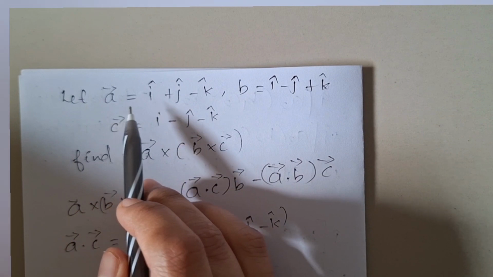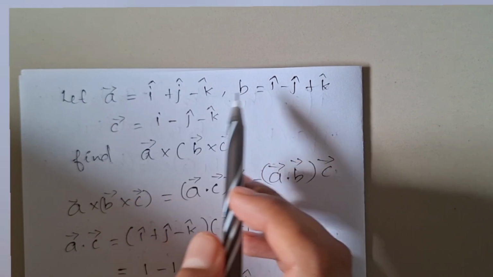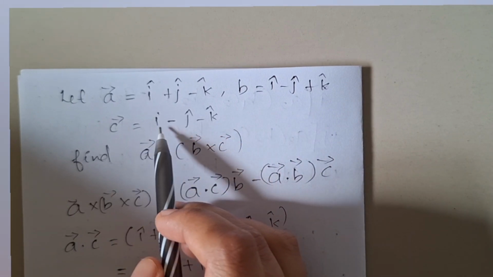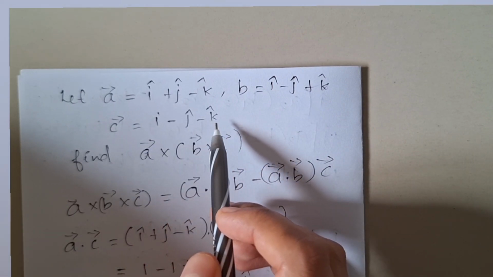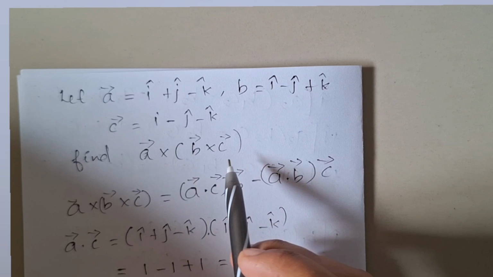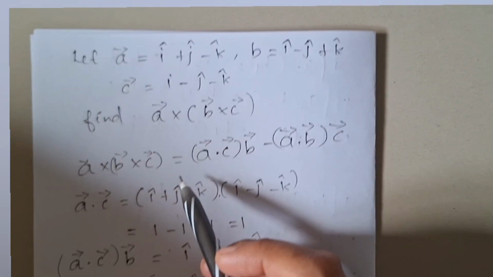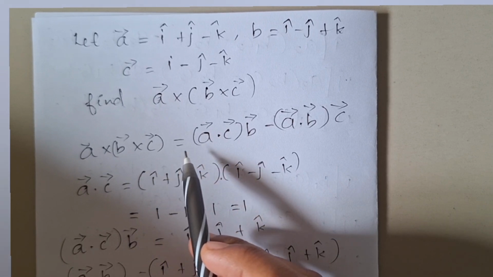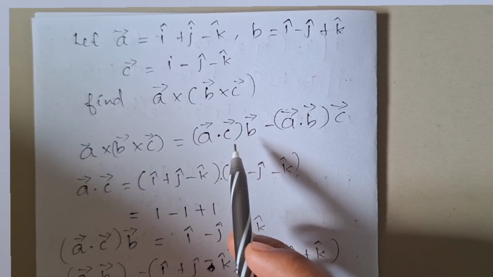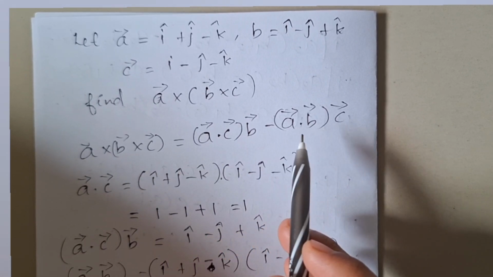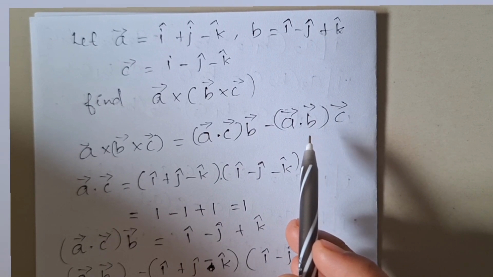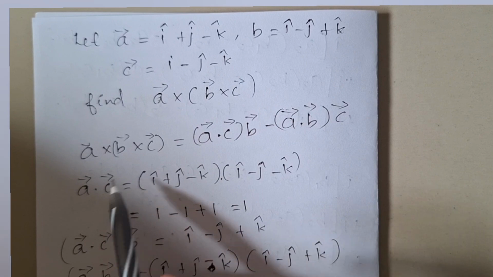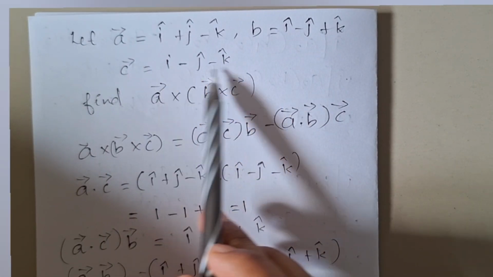Let A equal i plus j minus k, B equal i minus j plus k, and C equal i minus j minus k. Find A cross B cross C. So we already know the formula. A cross B cross C equals A dot C into B minus A dot B into C. So first we have to find A dot C. A dot C, A is here and C is here.